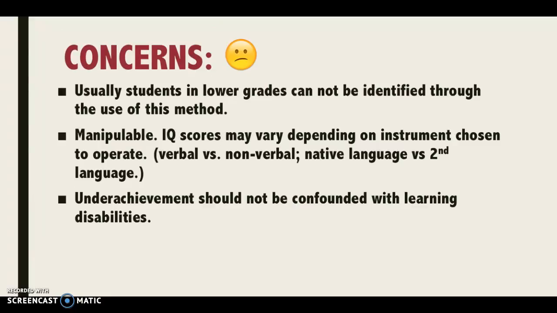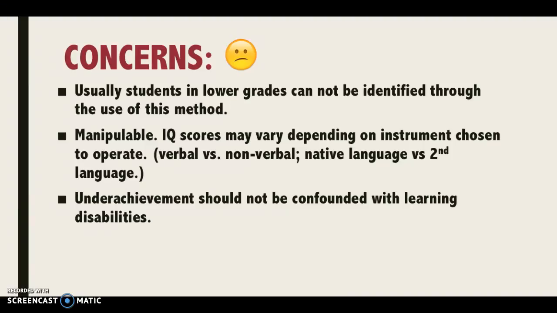So now let's take a look at the concerns. Usually students in lower grades cannot be identified through the use of this method. It is also said that this type of method indicates manipulable scores. So the IQ scores may vary depending on the instrument chosen to operate. So let's say, for example, verbal versus nonverbal, native language versus second language, which may demonstrate different scores.